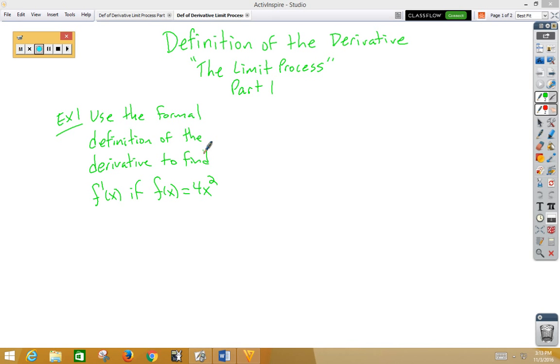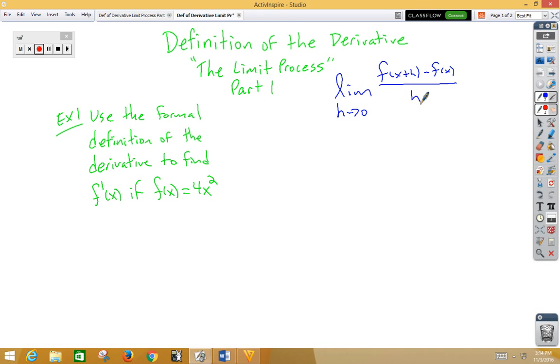In this video, we're going to be doing the definition of the derivative, or the limit process, and we're going to do some basic examples. So let's go ahead and get started. Remember, the definition of the derivative is the limit as h approaches 0 of f of x plus h minus f of x all over h.